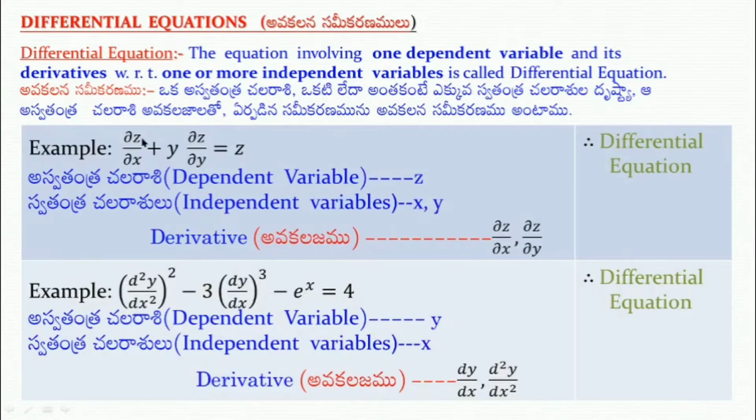Another example. Here we have dou z by dou x plus y into dou z by dou y is equal to z. In this case, z is a dependent variable, and we have two derivatives. One is dou z by dou x, another one is dou z by dou y. These two are the derivatives of the dependent variable z, with respect to x and y. So this equation has a dependent variable z and its derivatives. So it is a differential equation.